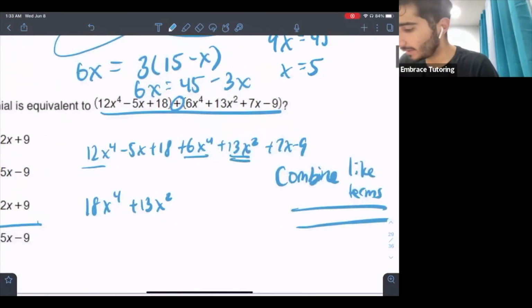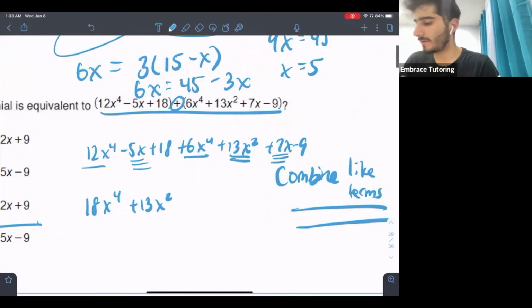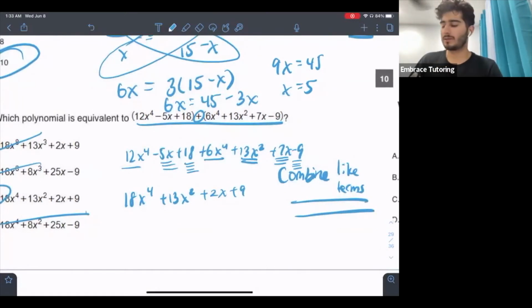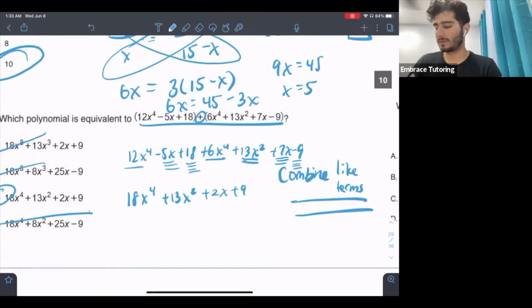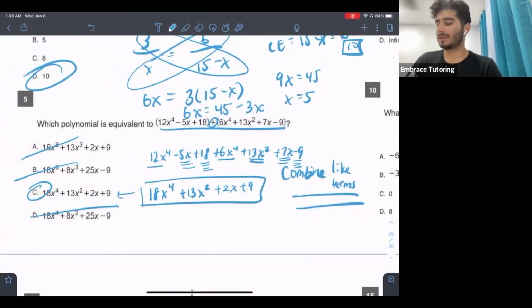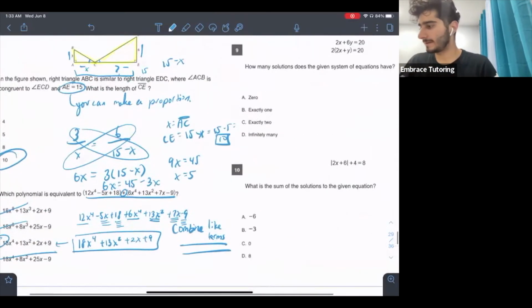Keep going. And then the next one is the x's, and then negative 5x plus 7x is plus 2x, and then plus 18 minus 9 is 9, and that matches with what we have. Choice C for question 5. So this was basic computation and finding like terms for this question.